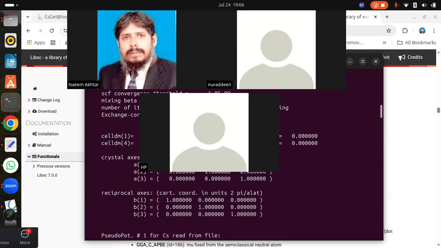Yes, actually I want to show you what we have learned. This is LDA, this is also for LDA, this is for GGA, this is for GGA. But if the code is asking that it is using PBEsol, then why is it using this LDA exchange and correlation functional?